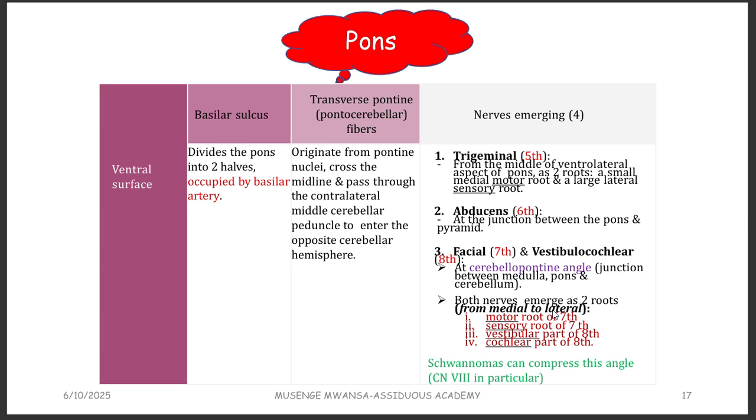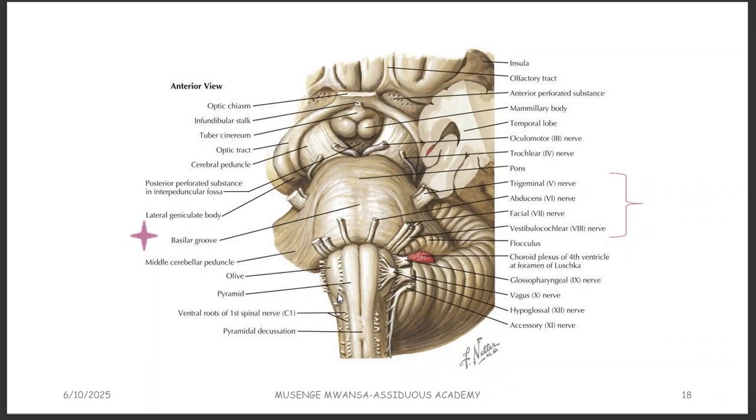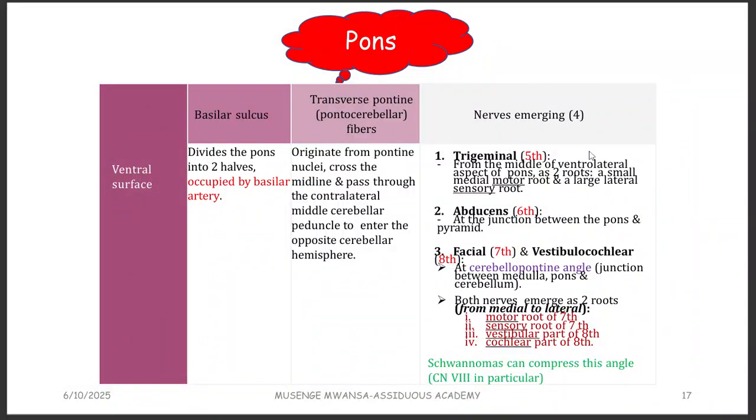The only difference is this. The motor here was the medial, right, for cranial nerve number 5. Same, the motor is medial for cranial nerve number 7, and then you have the sensory. You can see this is the motor and then the sensory. But the only difference is that for cranial nerve number 5, the motor was small and the sensory was bigger. It's different for cranial nerve number 7, because the motor one is medial, but it's also big.